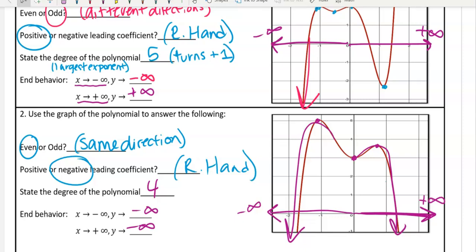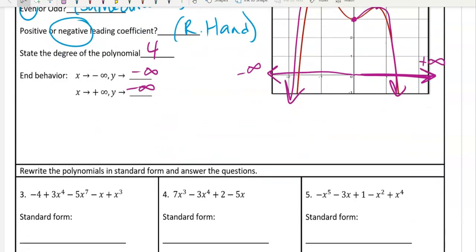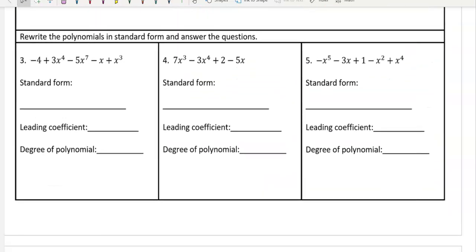All right. And now we can continue. Moving down, we're going to be rewriting the polynomial in standard form and then answering the questions. So, starting with the number 3, when we rewrite our polynomials in standard form, we mean we want the term with the highest exponent first, and we want to continue that all the way down to the lowest exponent, which usually is just a constant. Spelled that wrong. Constant.